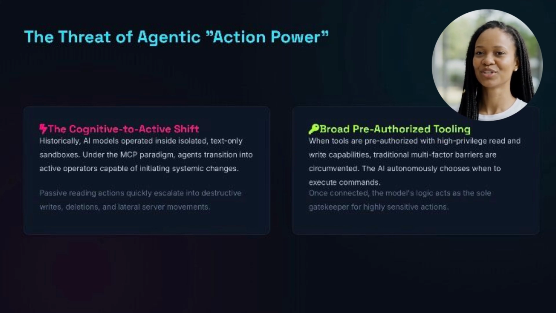2. Broad pre-authorized tooling. To maximize convenience, developers often grant MCP agents overly broad permissions. Because the initial session is already authenticated, traditional multi-factor authentication, MFA, is bypassed, leaving the model's own cognitive reasoning as the only barrier between an attacker and backend APIs.